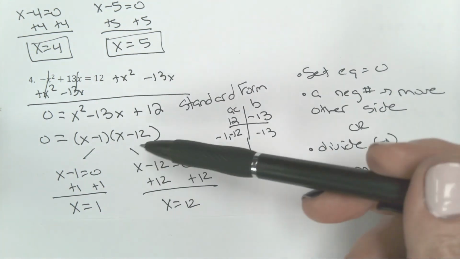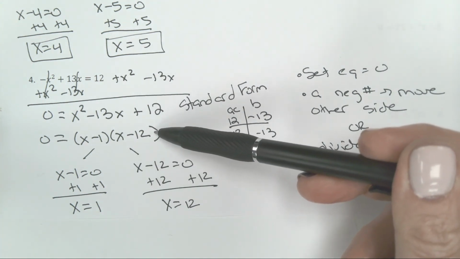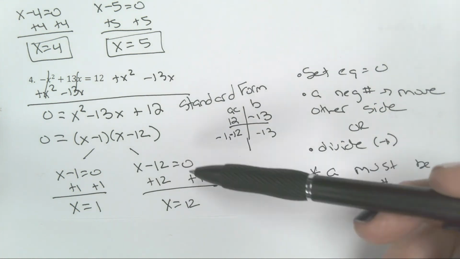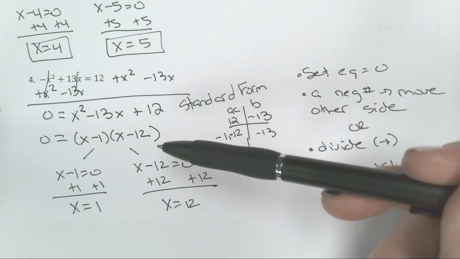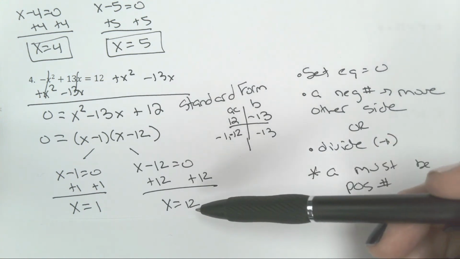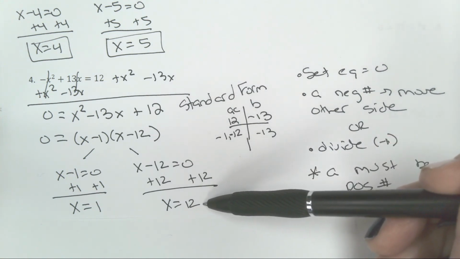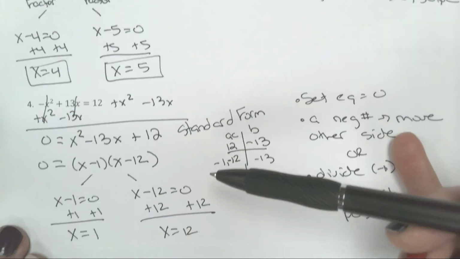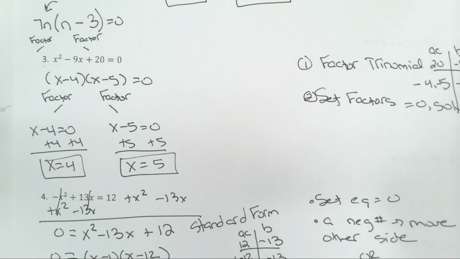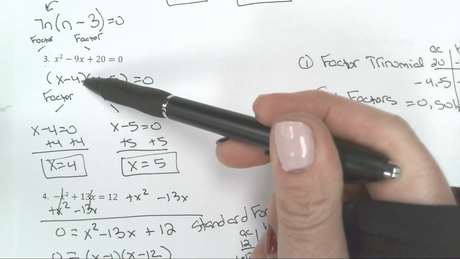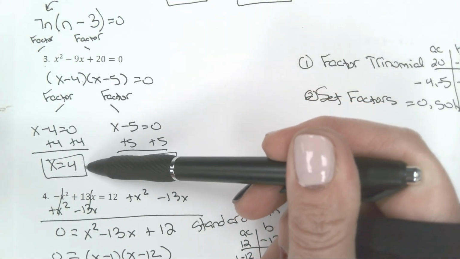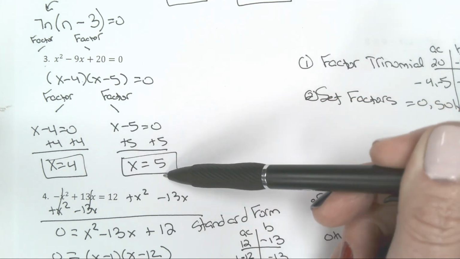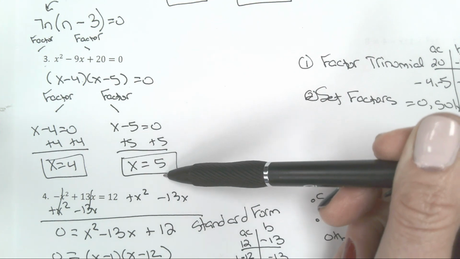Hey, super fun fact. If you compare your factors with your answers, do you notice something about the signs? From factor form to answer, are they the same or different? So these are different. Let's see if that's true on the other one. This had a factor of x minus 4. That was a positive 4. That had a factor of x minus 5. That has a positive 5.